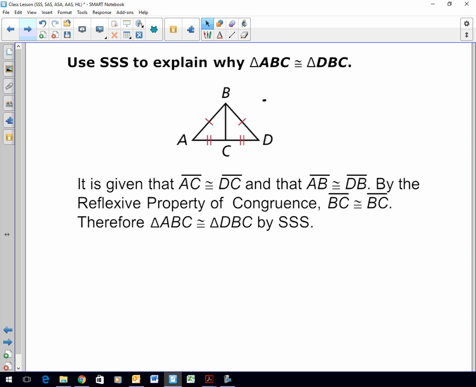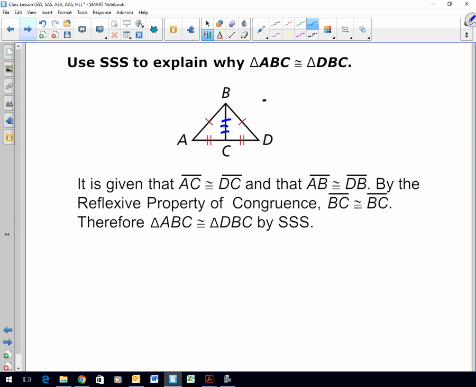Use side, side, side to explain this one. Are these going to be congruent through side, side, side? Yes. Okay, let's talk about why. Mr. Hobbs, you only got two sides. Au contraire. There's words right there together. BC is congruent to itself, right? Reflexive property. BC is congruent to itself.